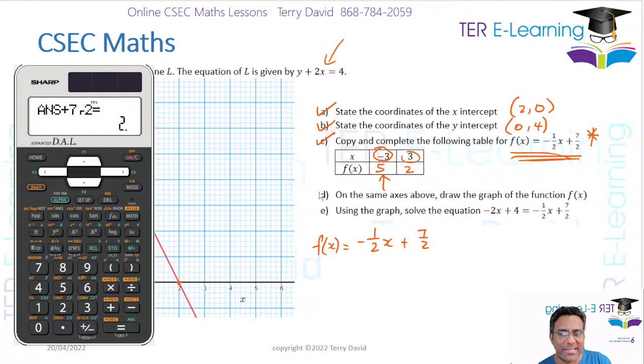On the same axis now, we want to draw this graph. We want to draw this graph f of x, right? Now, 3, 2, I'm going to plot 3, 2. That's going to be this value here. This is 3, 2, right?